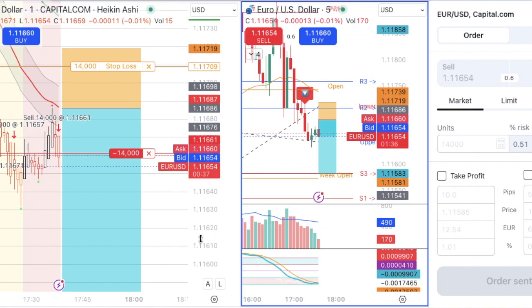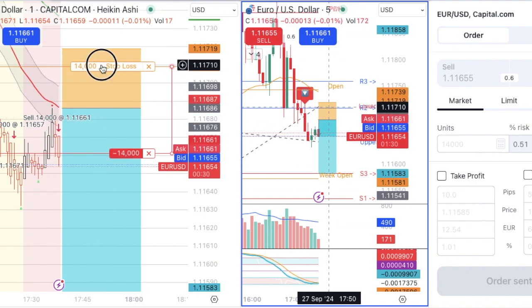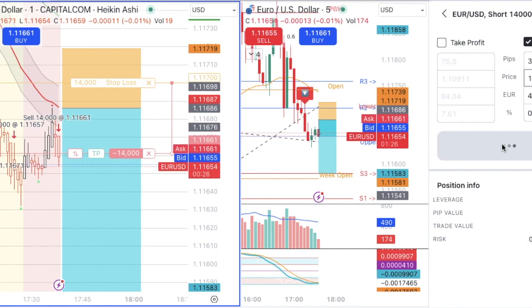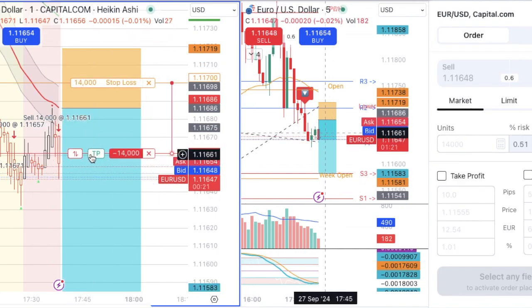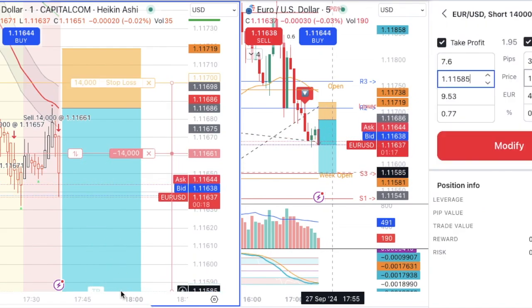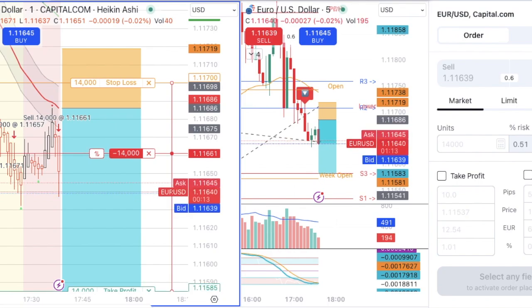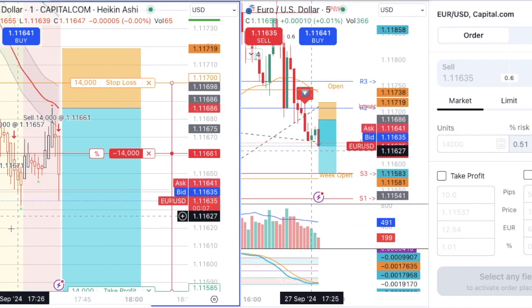At this time, my stop loss is quite far away. I'm gonna move it here. Risk less money. And let's put the take profit down here. Because the first thing we wanted to do was go beyond here.